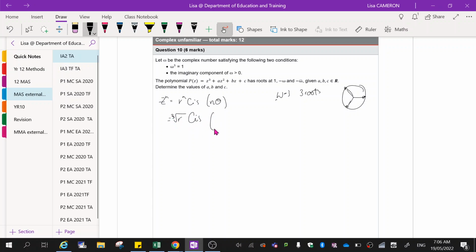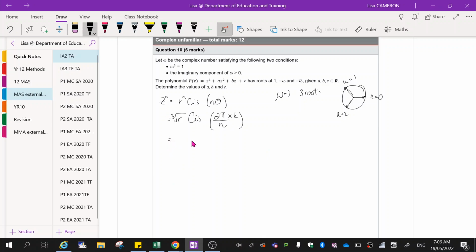Cis. Now, here it's multiplying by n, so that means that this time we're going to divide by n. So how many radians are in a full unit circle? It's going to be 2 pi. And to get each root, we're going to multiply it by a number that we're going to call k. So in this case, k is going to be equal to 0, which will be our initial one. Then k will be equal to 1, which will be our next one. And then k will be equal to 2, our last one.